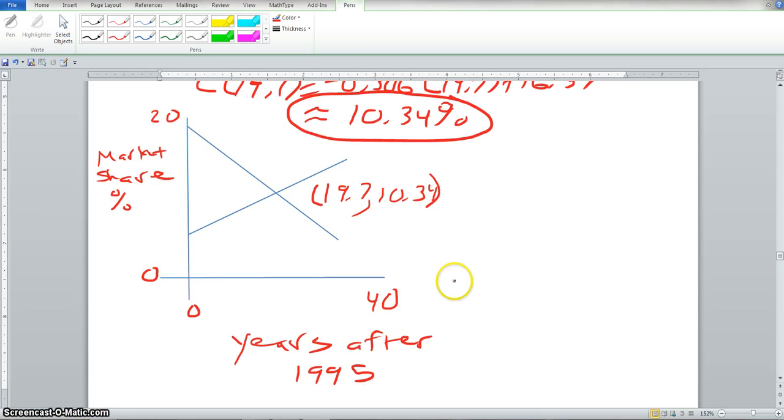Okay, class, I took the liberty of constructing a visual representation here. You notice here we have our two lines that intersect at 19.7 years from 1995, because this x-axis is from 0 to 40, and these are years after 1995. And this 10.34 is the market share, which is in percent. So this is your visual representation, and this is done. Oh, and by the way, where we start out up here, you know this has to be Chrysler, and this has to be Honda.